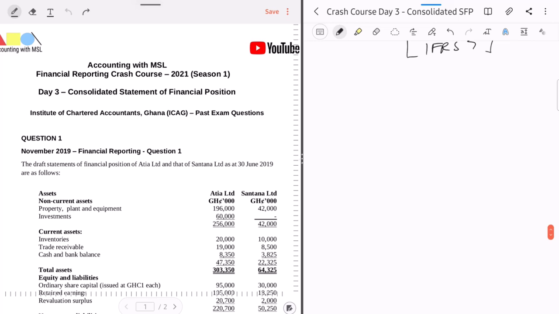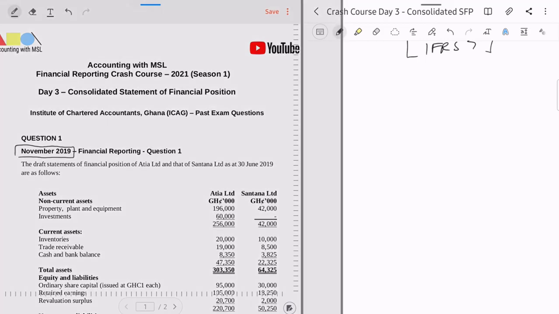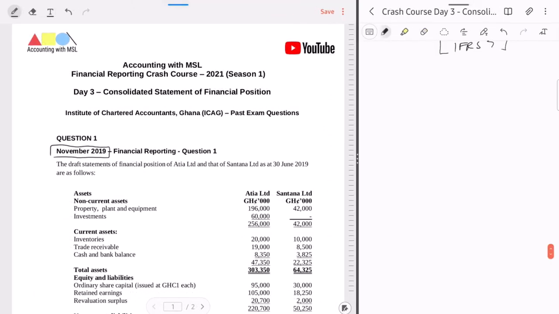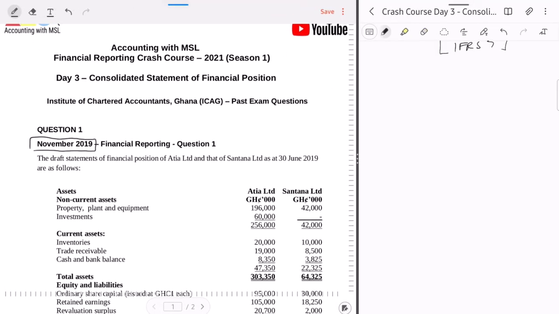So like I said, this is our November 2019 exam of the ICAG. Let us use this to learn the technique of consolidation, and to better our ability to answer questions on consolidations. So let's begin. Typically, I tell students to always look at a question, read the preamble, and read the requirement.